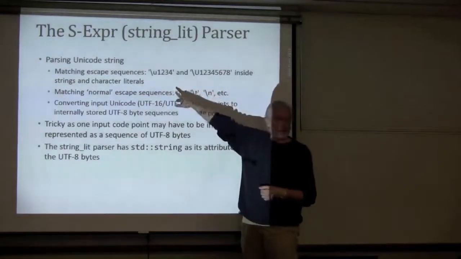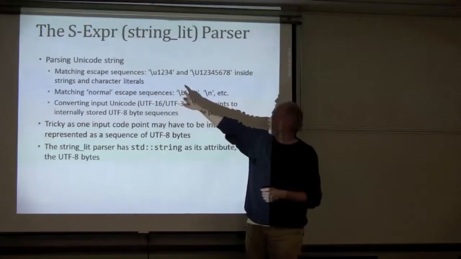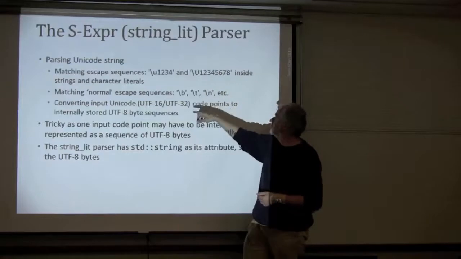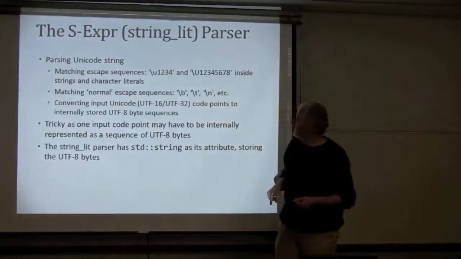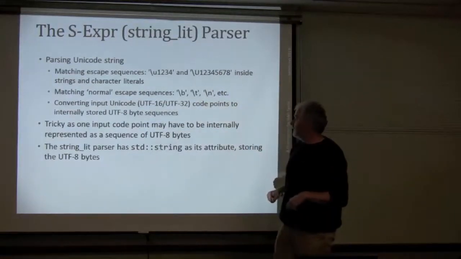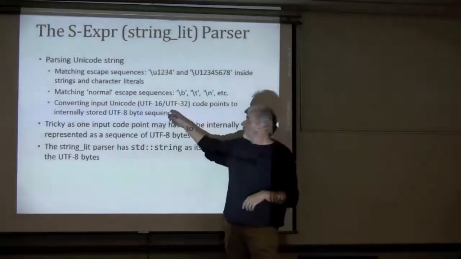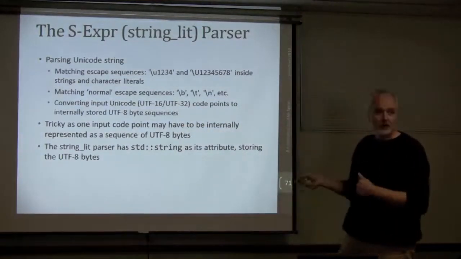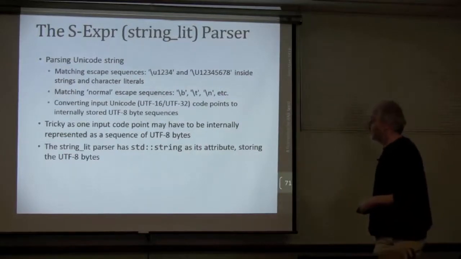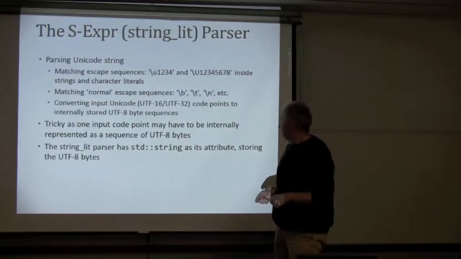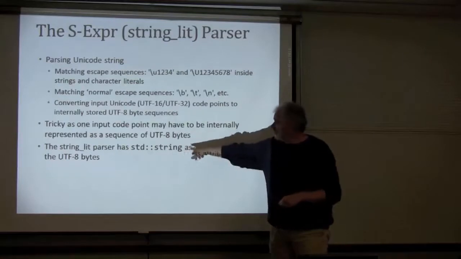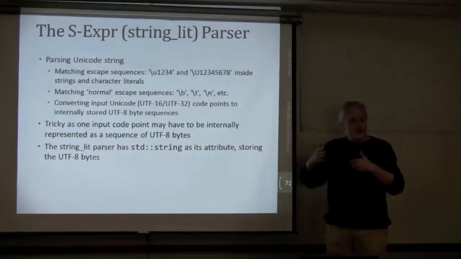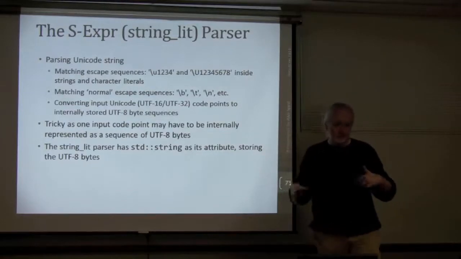And the things we wanted to match are these extended Unicode notations, which come from C++, you know that, so backslash u with 4 digits or backslash capital U with 8 digits. It should still understand the normal escape sequences, and it should convert any UTF-16 or UTF-32 code input into the internal UTF-8 byte representation. So we are using std::string as an attribute of that string parser, because we just store these UTF-8 bytes, and for convenience.